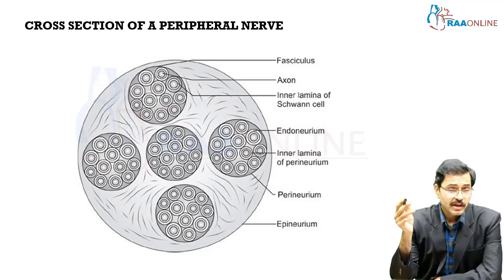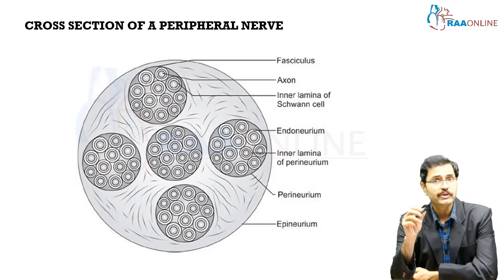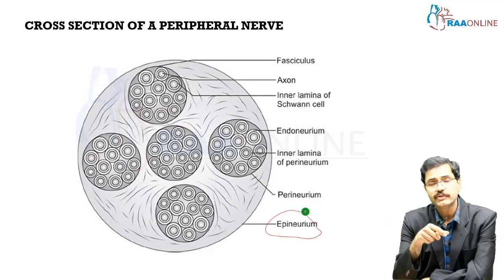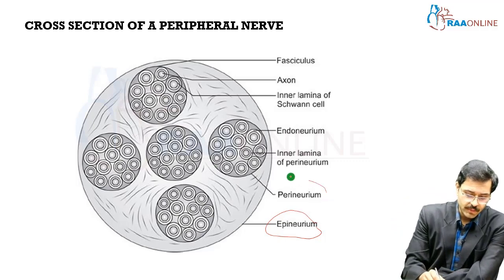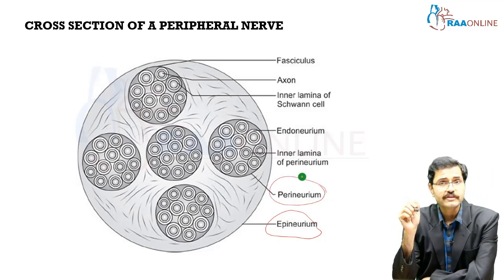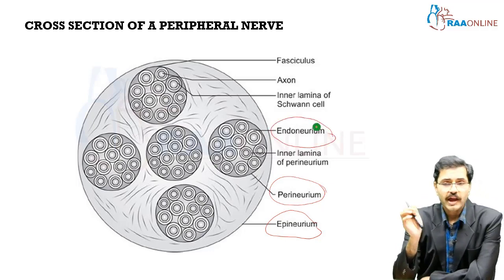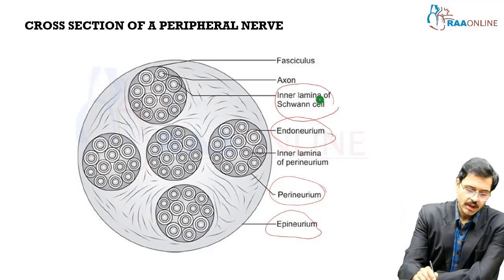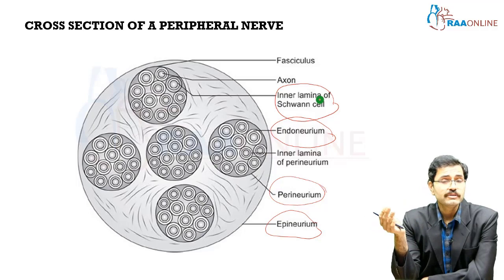To summarize again, a cross-sectional image of a peripheral nerve will show us that it has an outer lining which is called an epineurium, as shown here, and the nerve as such contains multiple fasciculi, or fasciculus in the singular. And each fasciculus has an outer covering which is called a perineurium, and the fasciculus itself is made up of a lot of axons and it is covered over by what is called an endoneurium, and deep to the endoneurium is the inner lamina of Schwann cells. So with this basic understanding regarding the cross-sectional anatomy of the nerve, we can now proceed towards understanding how a nerve regenerates.